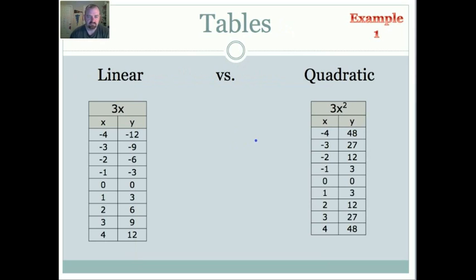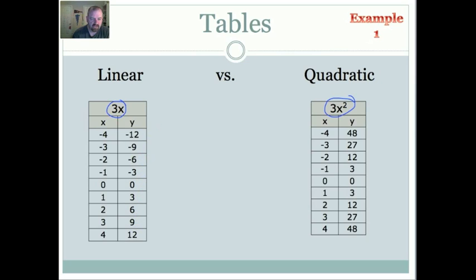Now let's look at some tables. We've talked linear for a long time. Linear looks like this, where you have 3x. Here's quadratic, we have 3x squared. We're going to compare the two. On this one, I've already set the table up. I took the -4, plugged it into the x, got 3 times -4, gave me -12. I plug the -3 in there, 3 times -3 is -9. Plug the -2 and so forth, and I get -6, -3, 0, 3, 6, 9, and 12.